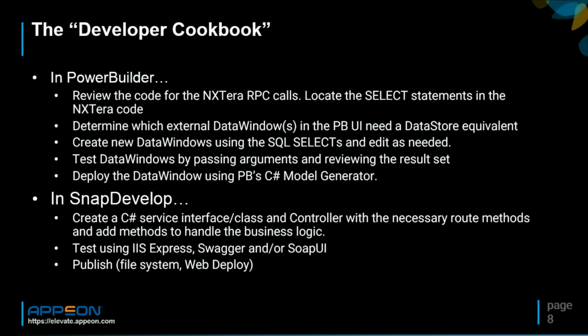Once inside Snap Develop, we created a C# service that would have an interface that would define the methods that the objects would respond to, and then we created controllers with the necessary methods and business logic to achieve our objectives. We were able to test this directly in Snap Develop using IIS Express. We also tested the web services interface using Swagger. We could have used SOAP UI for that as well. And then we published directly from the Snap IDE to IIS.